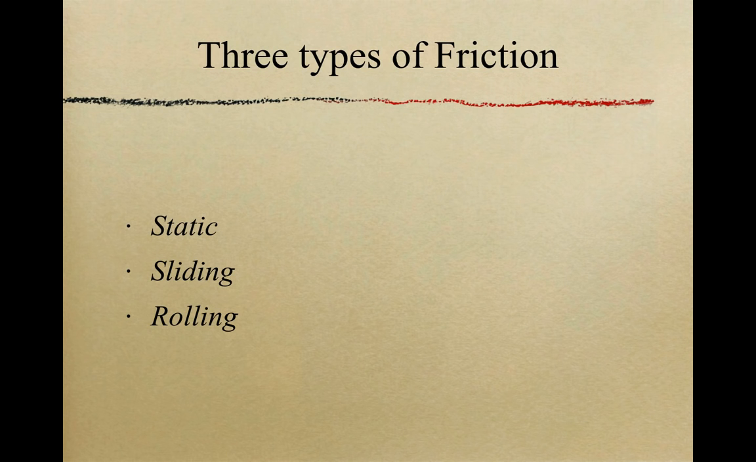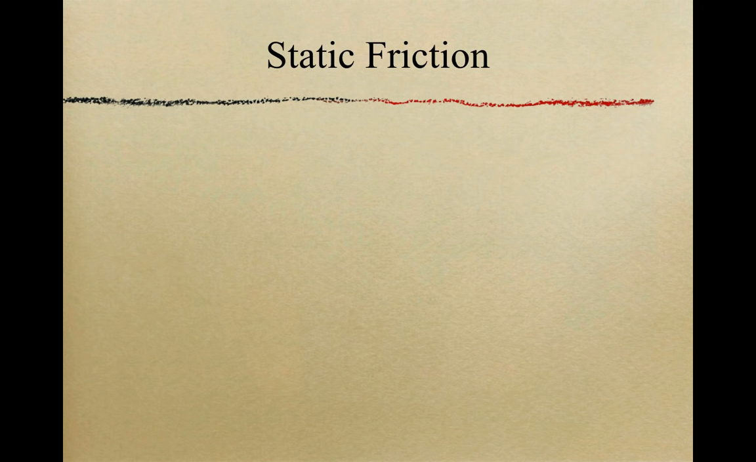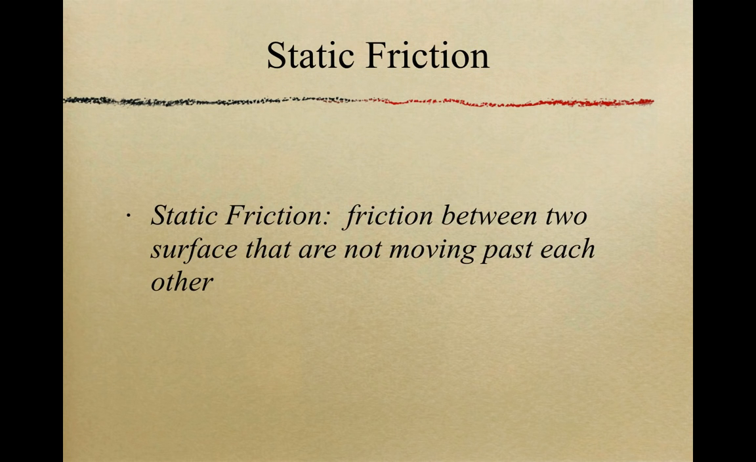Three types of friction that we have: static, sliding, and rolling. So let's take a look at each one of these a little bit closer. First is static friction. Static friction is friction between two surfaces that are not moving past each other. So if two objects are at rest, okay, so what would be an example of static friction? Books sitting on a shelf. You right now sitting in your desk. Two items touching that aren't moving, we've got static friction.